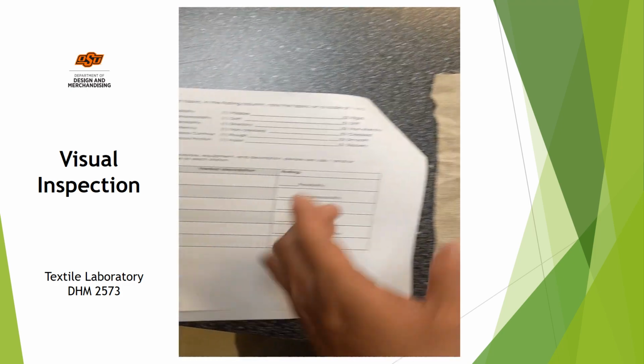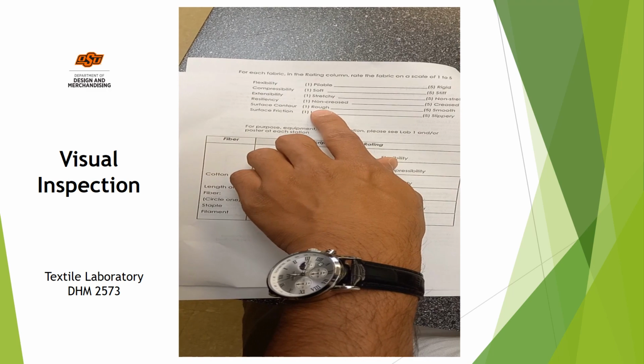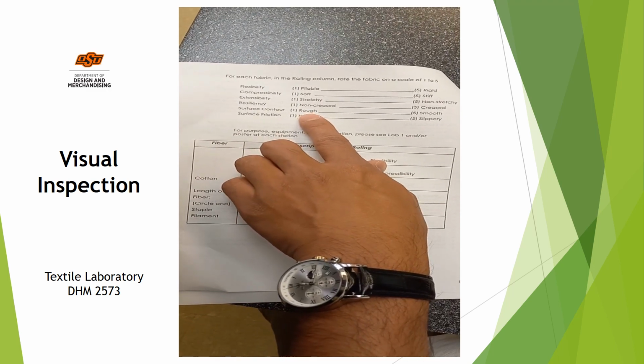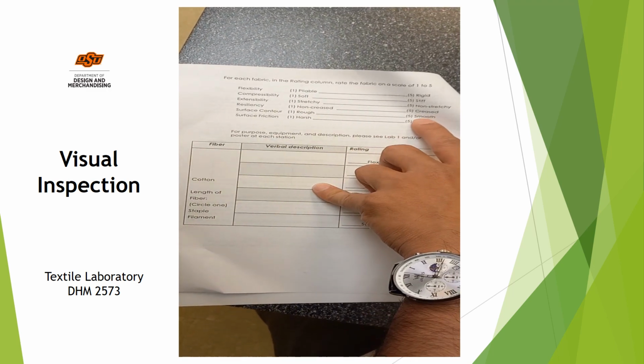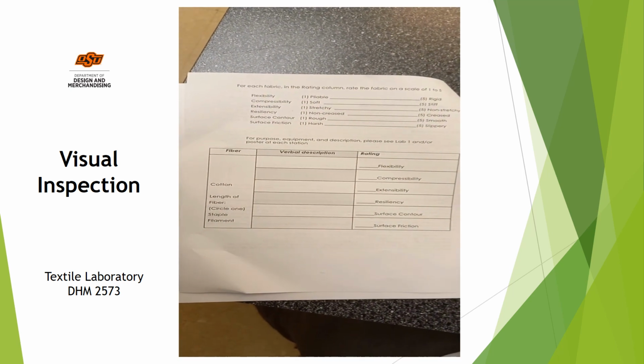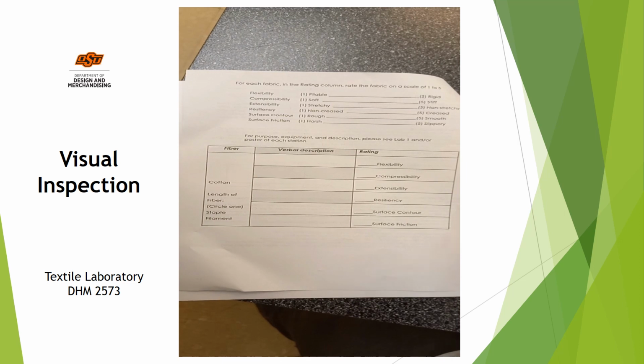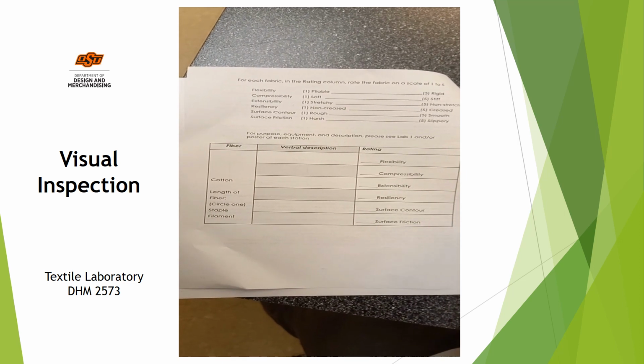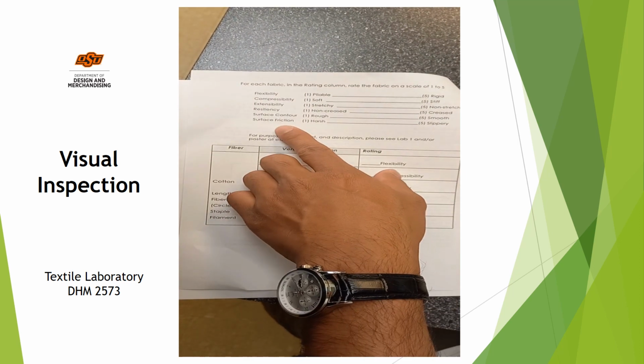So if it is super rough, very rough, then you can rate 1, or if it is very smooth you can rate 5, or if you think it is in between, not too rough, not too smooth, so you can do rating 2, 3, or whatever you want. Okay, so now the surface friction.